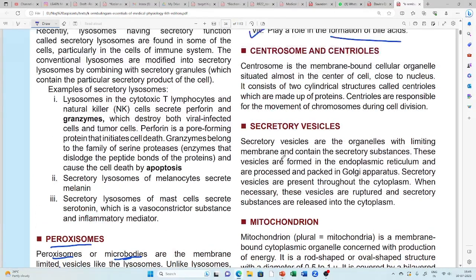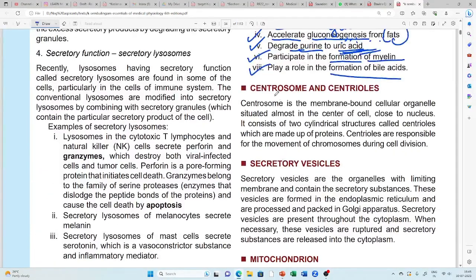Okay. Next one is secretory vesicles. Sorry. The next organelle is centrosome and centrioles. Centrosome is a membrane bound cellular organelle situated almost in the center of the cell. This centrosome is located close to the nucleus. Here the nucleus is there, and near to the nucleus our centrosome is also located.